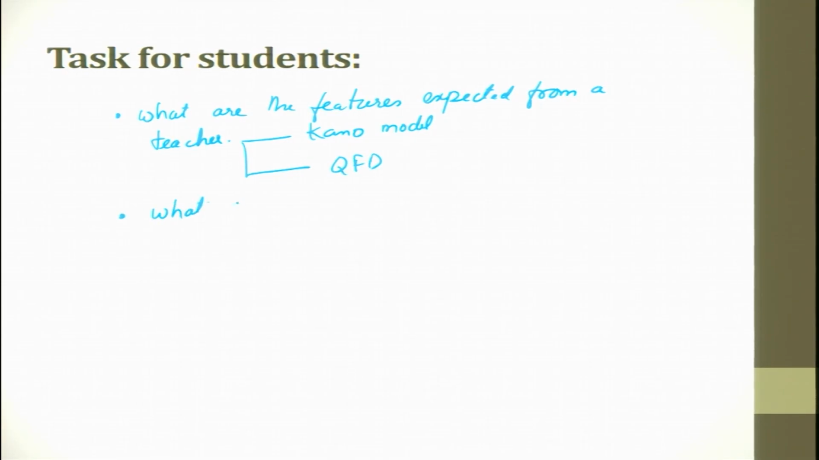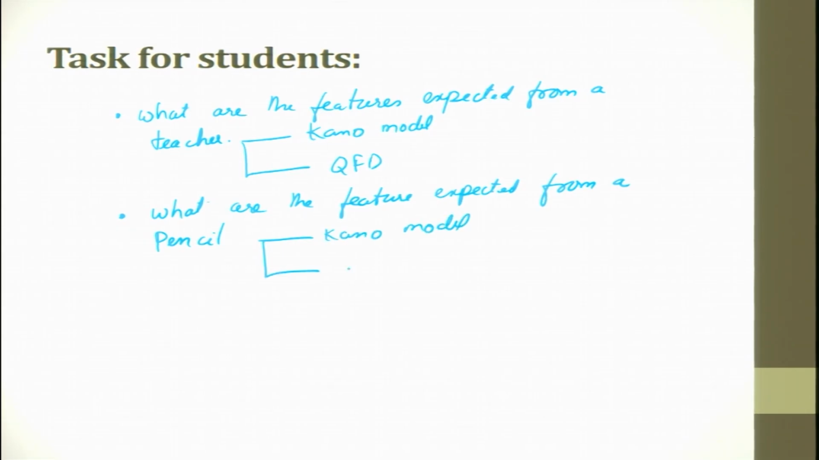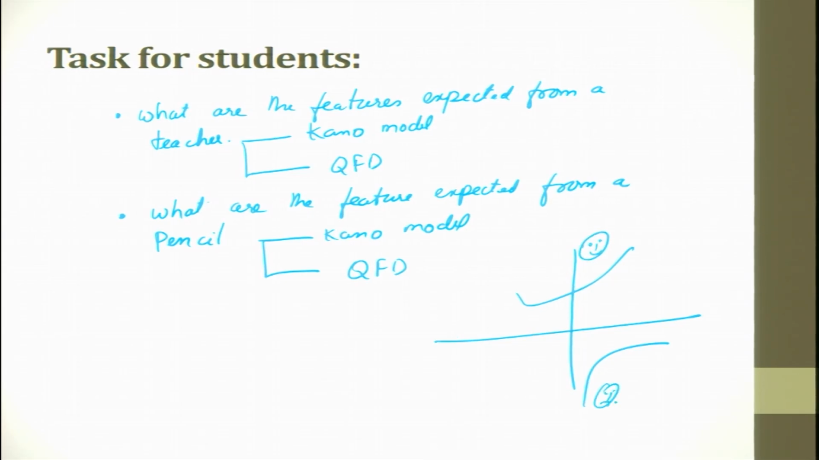What are the features? Okay. So, features expected from a pencil. Again, you are supposed to do a Kano model and then a QFD model. Okay. So, Kano model, you have something like this, you have this, and this is happy, and this is sad. Okay.